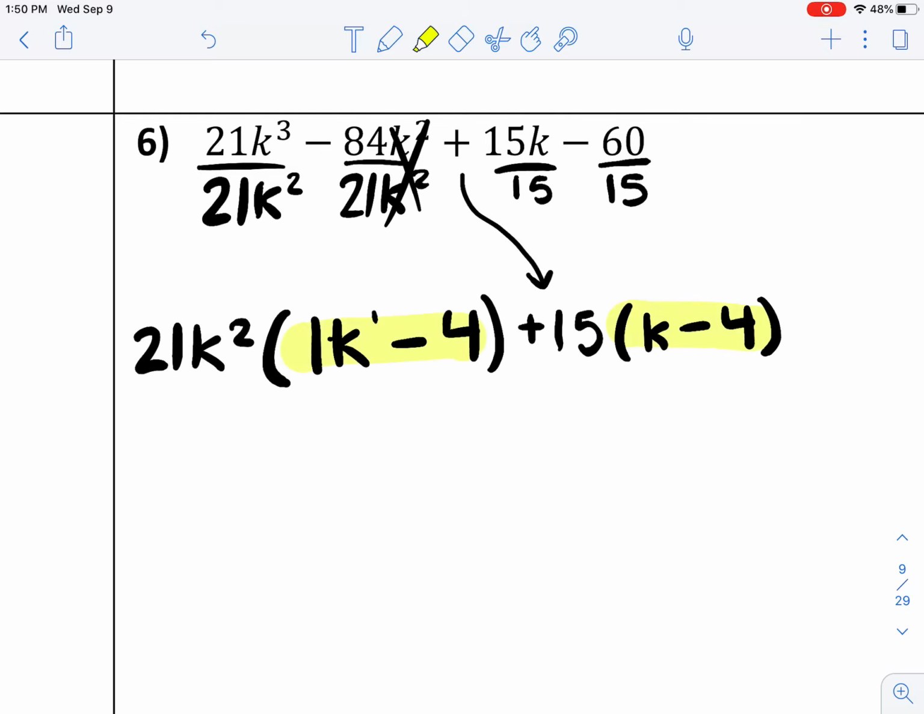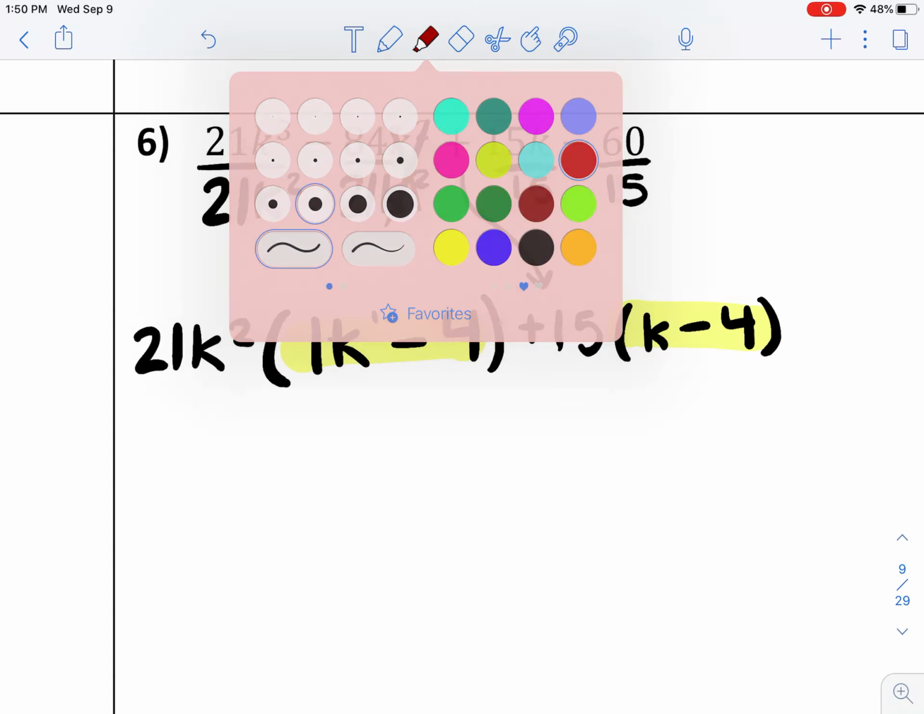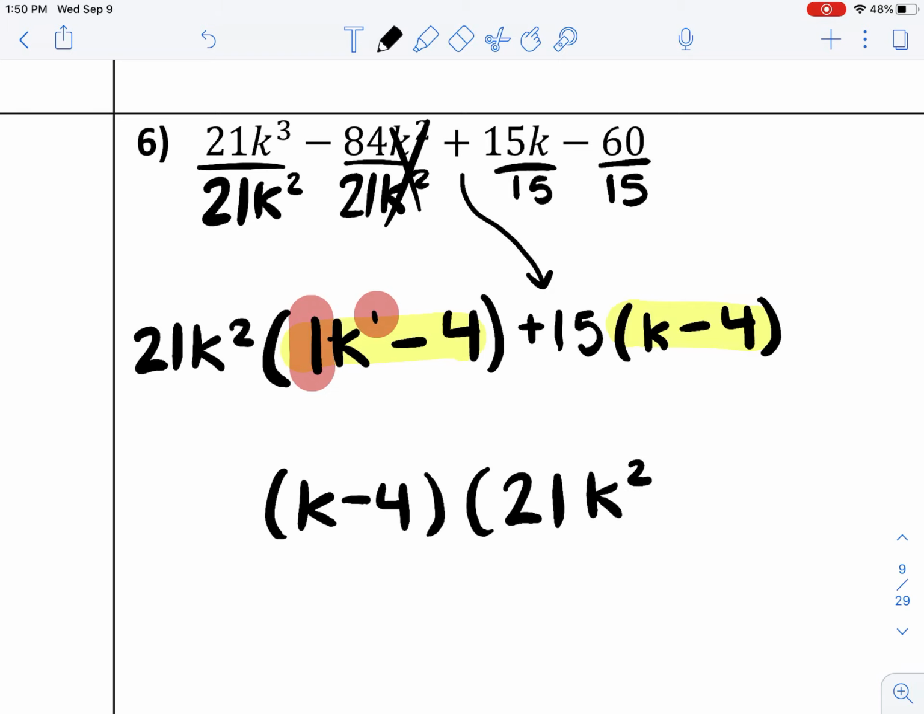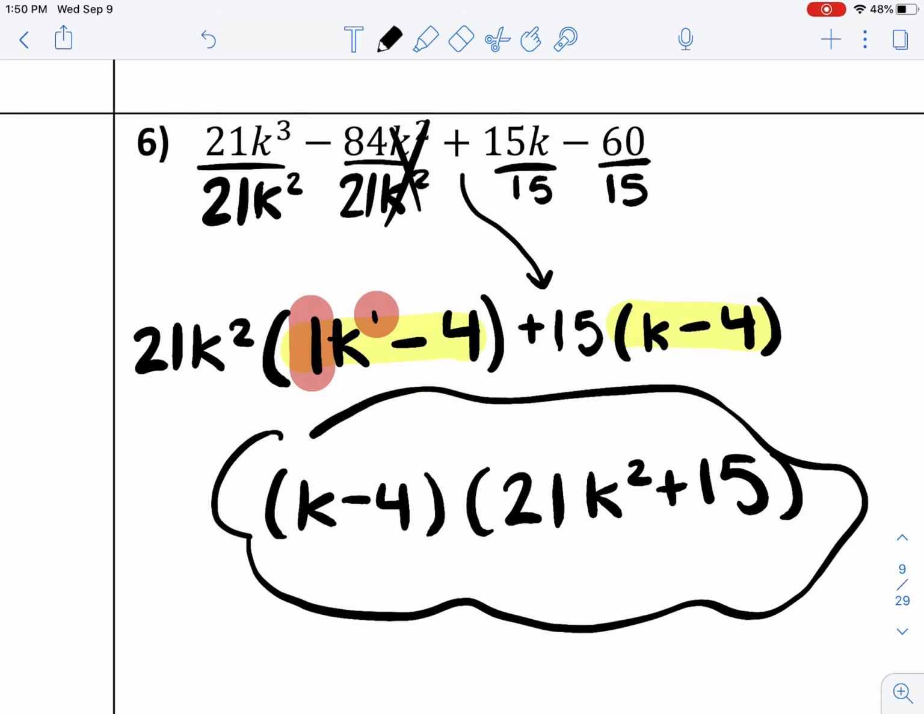Now these match. If you remember, these ones that I'm highlighting in red are imaginary. They do not need to be there. So those do match. So I have k minus 4 and 21k squared plus 15. And that is our answer.